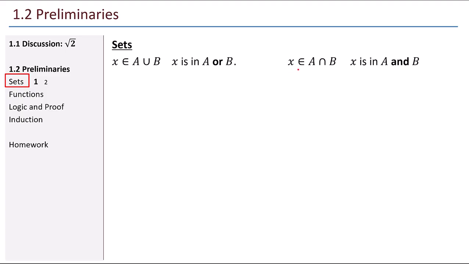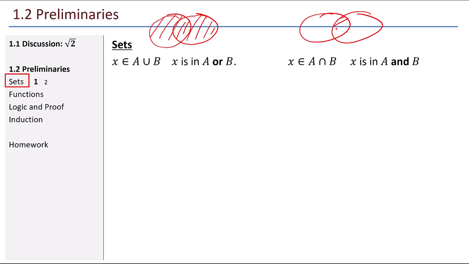We can write X is an element of A intersect B, and that means that X is in A and B. For union, as Venn diagrams, I think of the union as shading in everything. And for intersection, I think of it as shading in just whatever they have in common. These are the elements that are in both A and B.